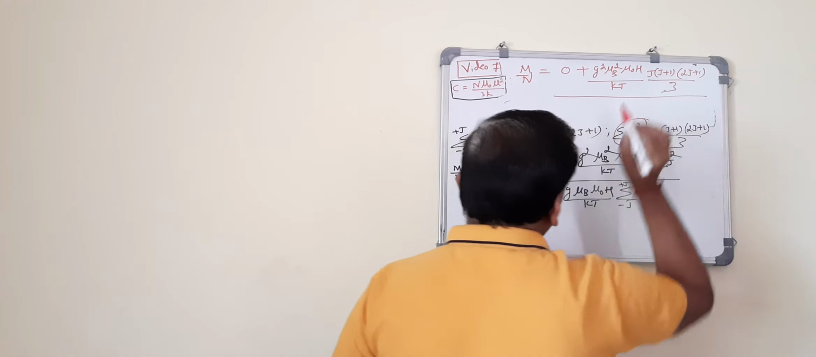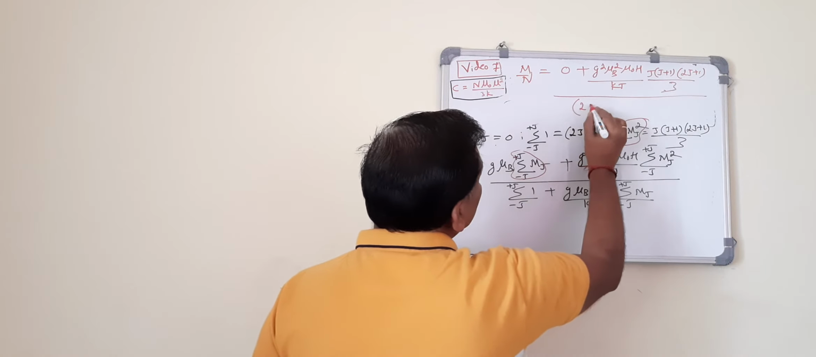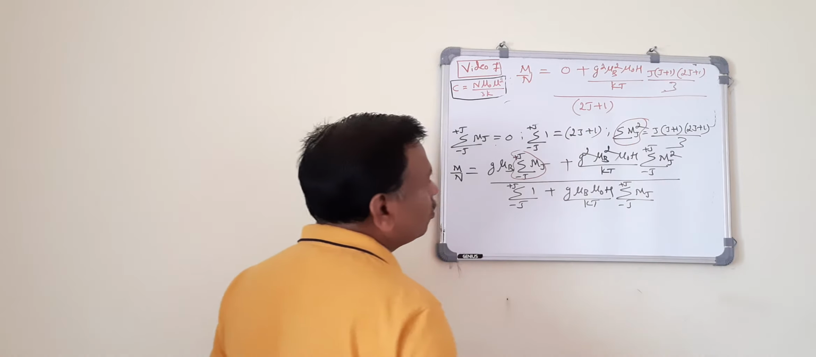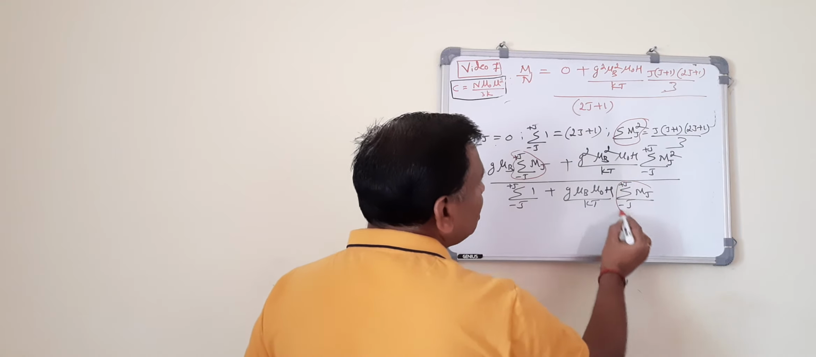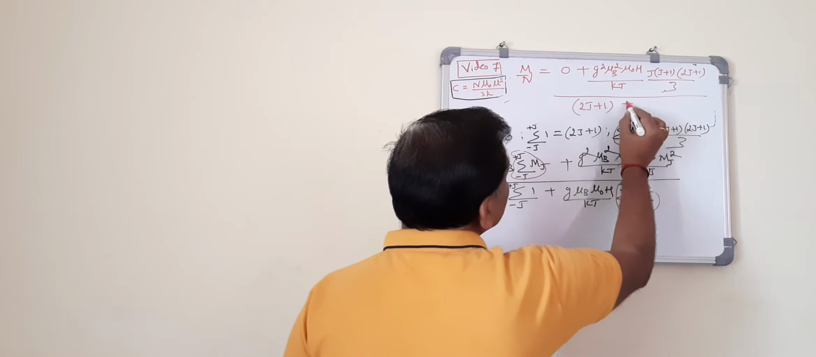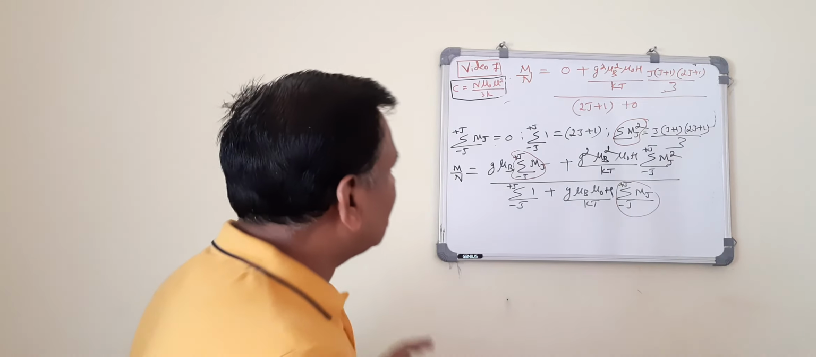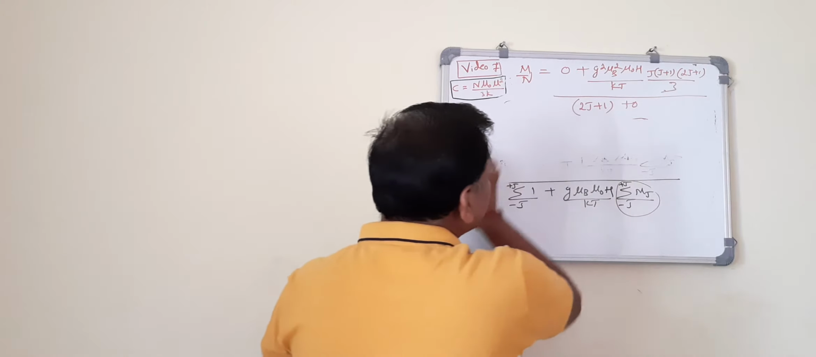Whole divided by the summation of 1. I know that it is 2J plus 1. What is this quantity? Summation of mj equals what? It is 0 plus 0. Now I will rub this part.